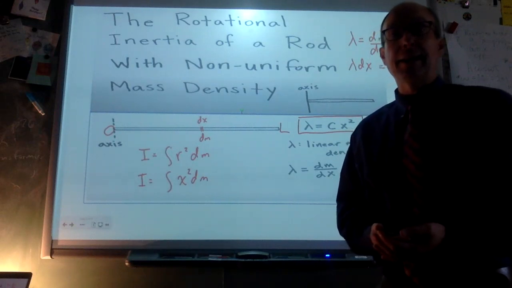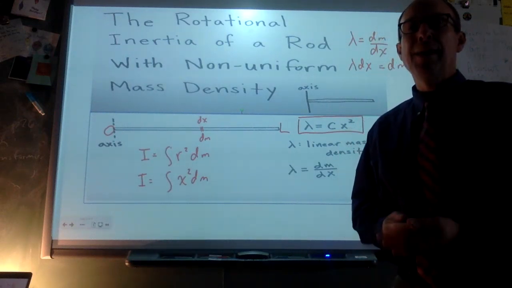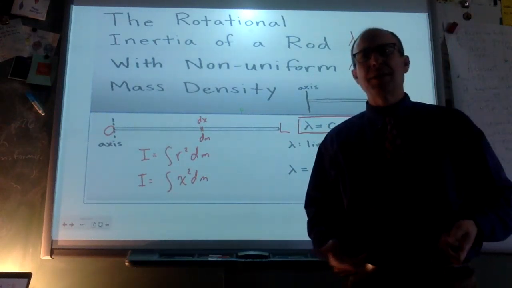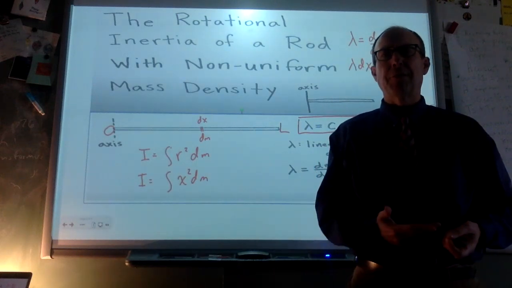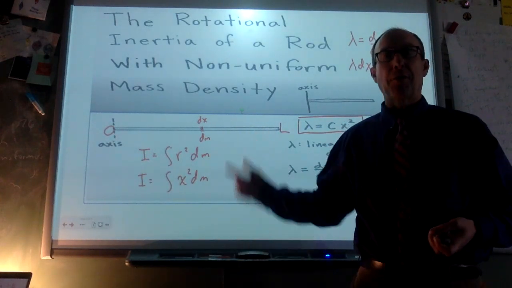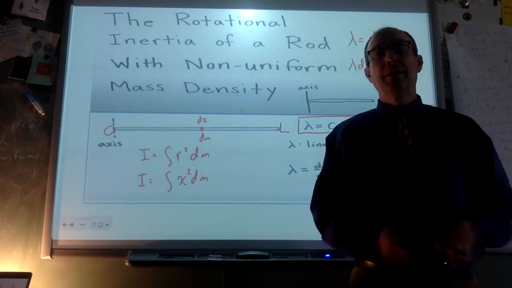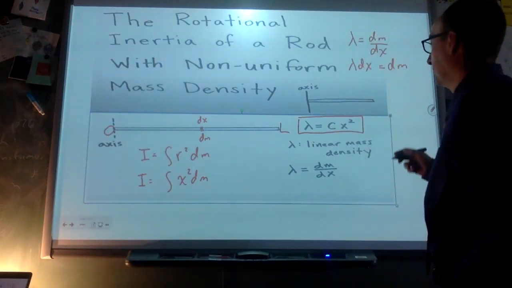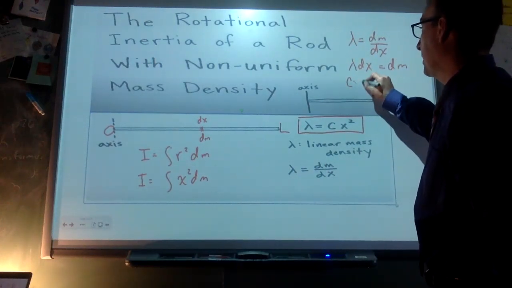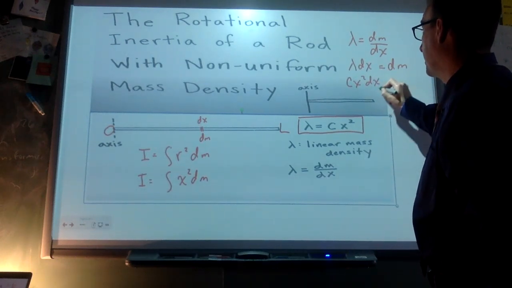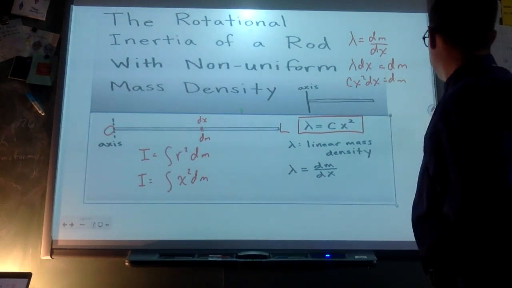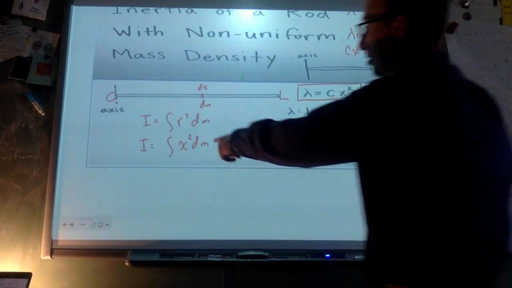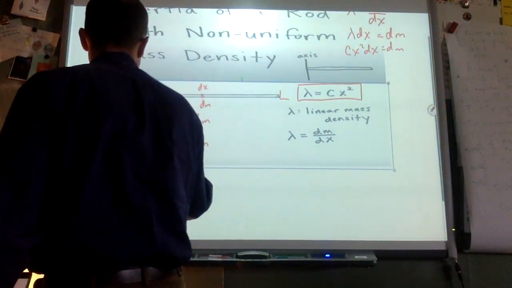They're saying that lambda is cx squared. And they often use like A, B, and C. You've seen this on the multiple choice and the free response, right? They'll give you what the variables are, and then they'll give you a number to plug it in, which is a little bit different. So I'm going to have cx squared dx is dm, and this is going to go into here. So I am going to integrate.